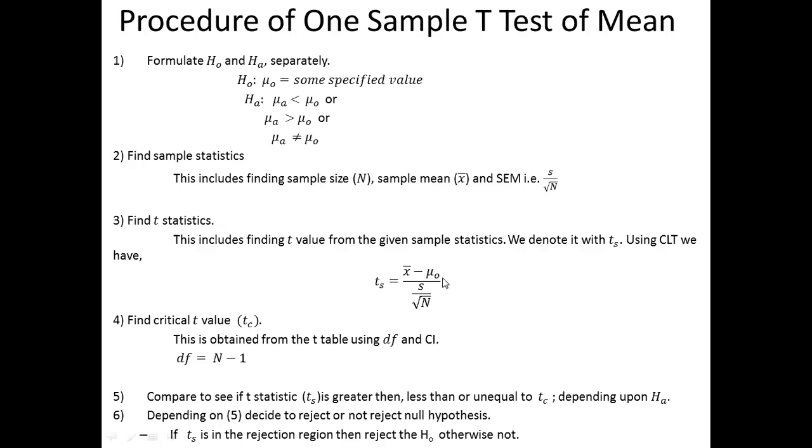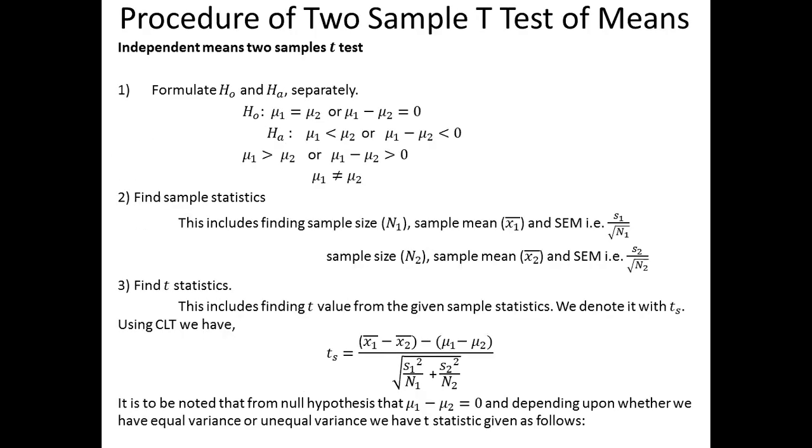The fourth step is finding the critical t value, and that would be determined by the table as we just discussed in the previous slide. And then the fifth step is again to compare this ts with the critical t, and depending on whether our ts is lying in the rejection region or not, we can reject or not reject the null hypothesis respectively. Now the procedure for the two sample t-test.